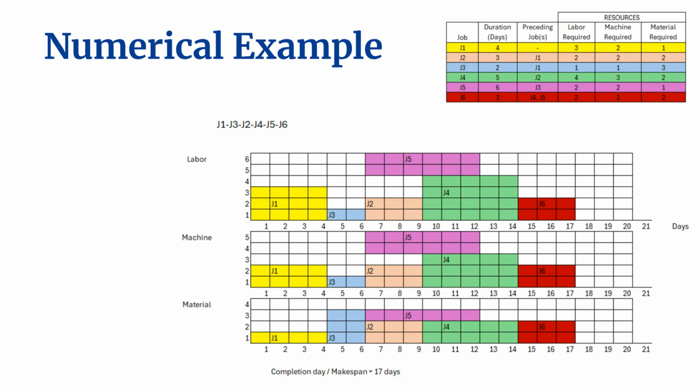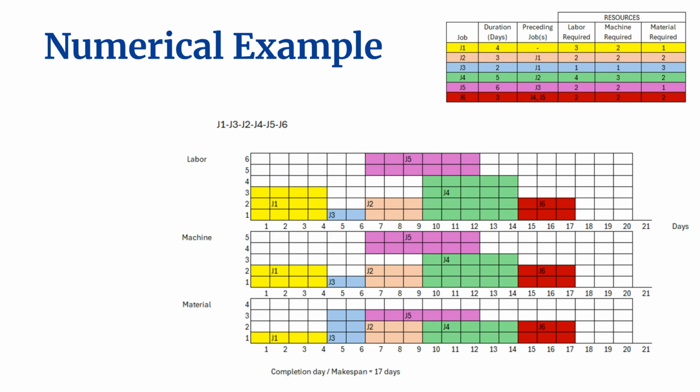Second, regarding resources, during this overlapping window, the combined resource consumption of J2, J4, and J5 does not exceed the available capacity for labor, machines, or materials. Because both constraints are met, there is no reason to delay J5 further.